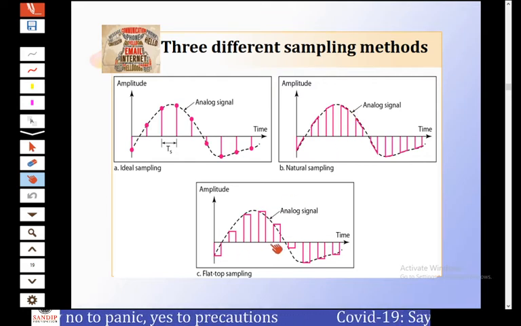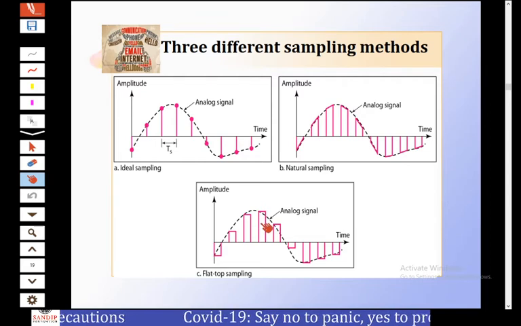And the third one is flat top sampling. With respect to the amplitude of the message signal, the top of the sampled signal is flat. It does not follow the amplitude of your input signal. We just mark the amplitude and hold it flat for some duration. This is known as flat top sampling. So these are the three types of sampling methods: ideal, natural sampling, and flat top sampling.